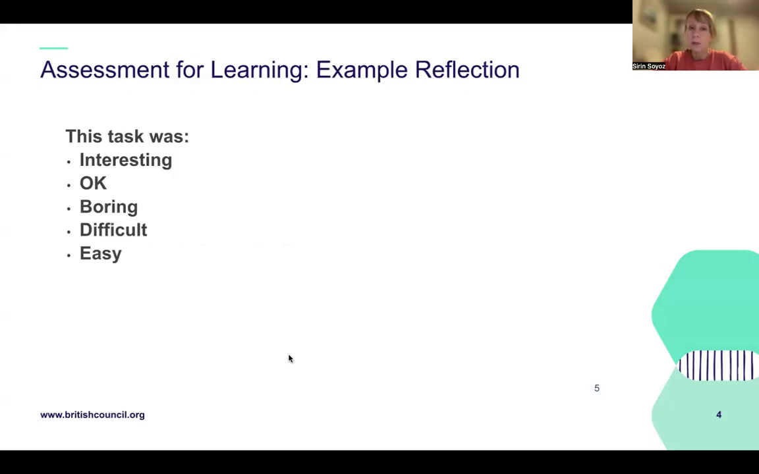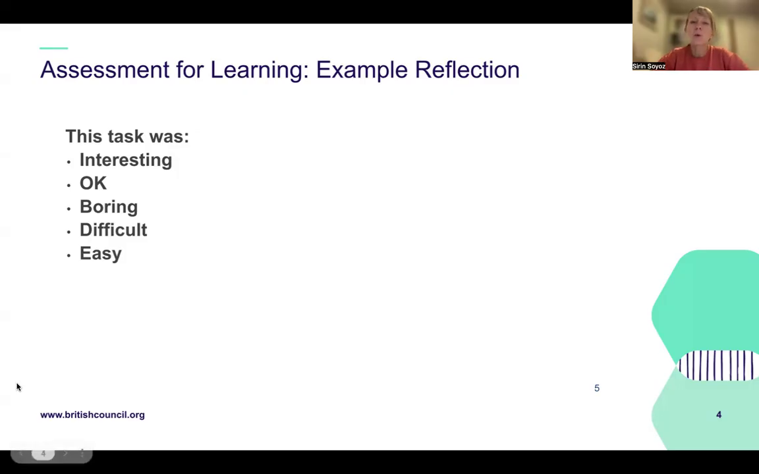Now look, I'm assessing this activity now. Which one do you think this task, the previous question, was: interesting, okay, boring, difficult, or easy? I can give this annotation. I'm not sure if you can do it, but if you can, highlight one of these answers or write in the chat what you think. Let's assess this. Interesting. Okay. Thank you. All right.